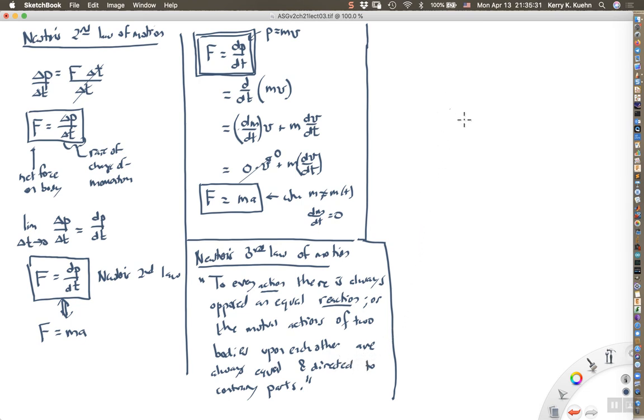So what's the kind of example that Newton uses to describe this law? Well, he says, for example, if your finger pushes a stone, then the stone pushes back on your finger. So let me make a little drawing here.